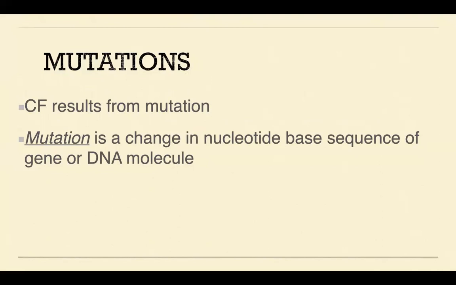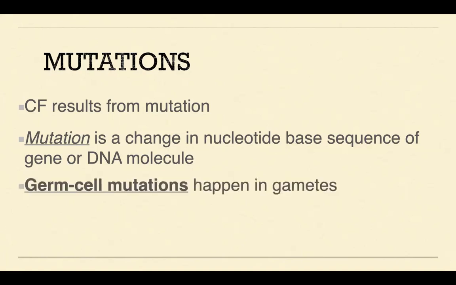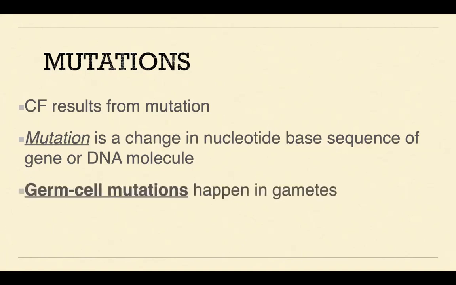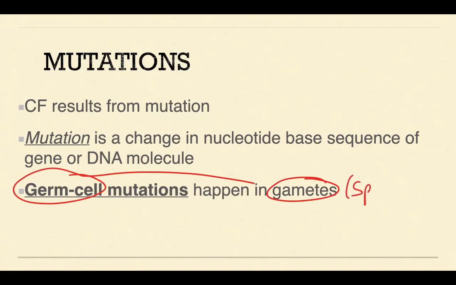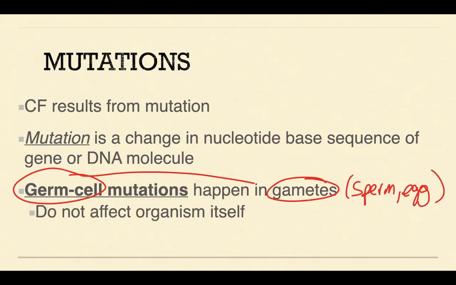Now, one way to classify mutations is what kind of cells are affected, and that has an effect on either the organism or future generations. A germ cell mutation happens in gametes. Another word for gamete is germ cell. This is sperm and egg. If a mutation happens in the germ cell, it's not going to affect the organism itself, but it can be passed to offspring.